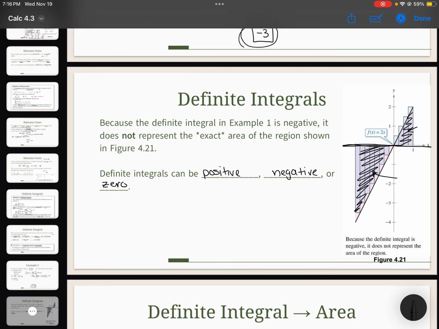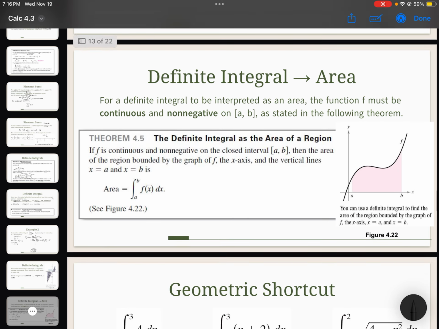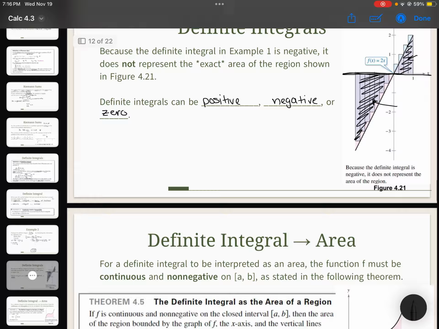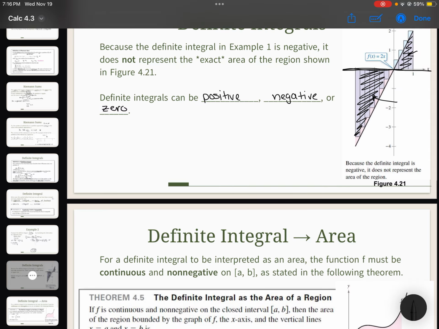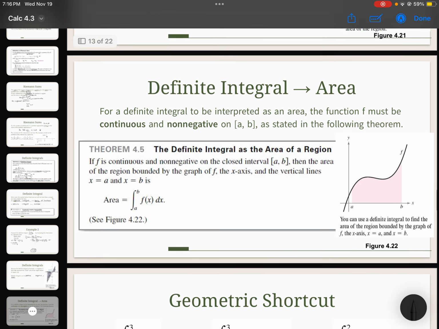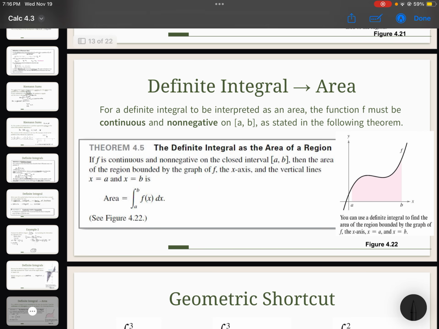All right, so definite integral as area. Again, it's not necessarily representing exact area, but if I know that my section is all above the x-axis, then it most definitely is representing the area, all right? So if it's continuous and non-negative, that's the huge thing here. If I know it's non-negative, then yes, my definite integral is representing area.